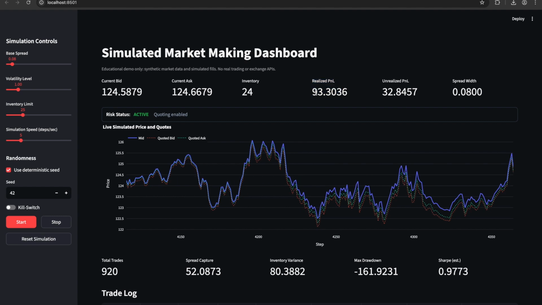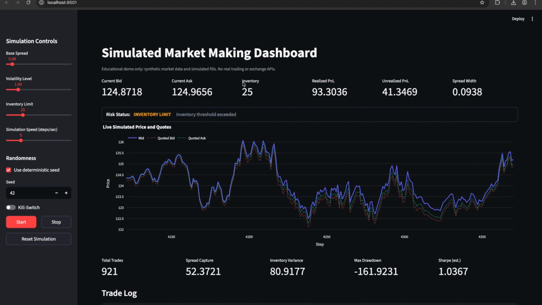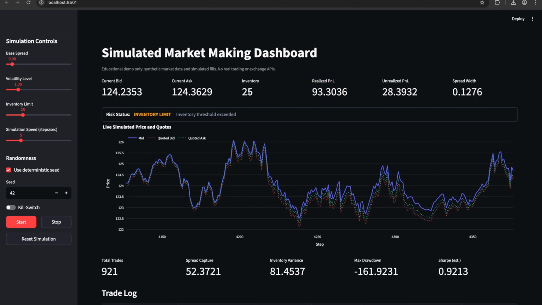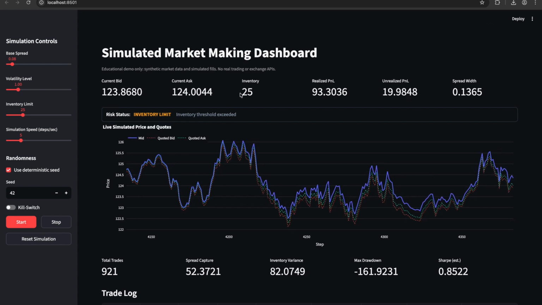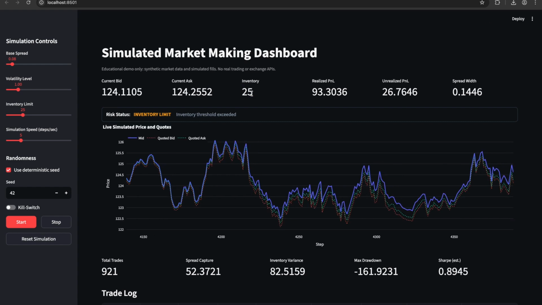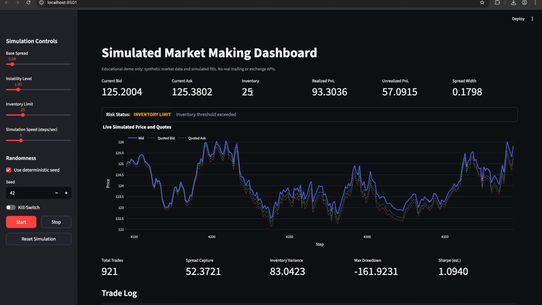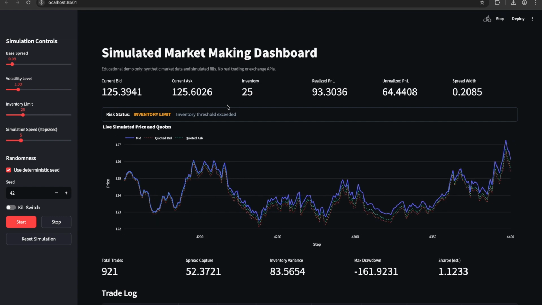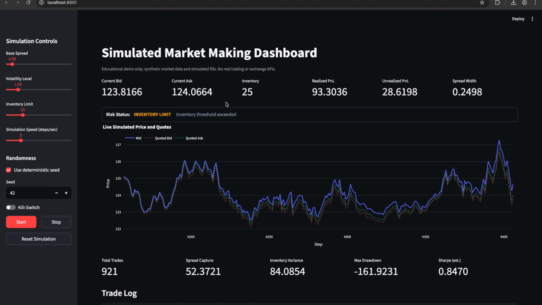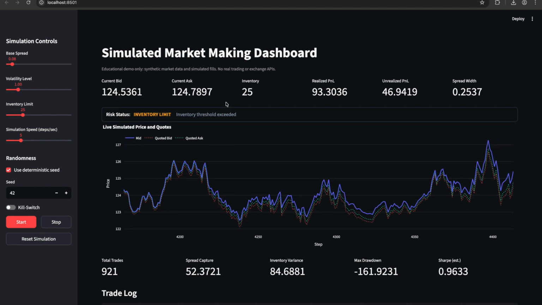And also I want to show you one more thing: it is showing you the inventory, right? So how many contracts are we in the market for at the moment, that is live. So yeah, that's a basic version of what market making would look like, right?